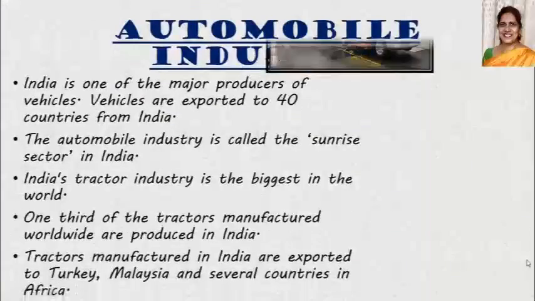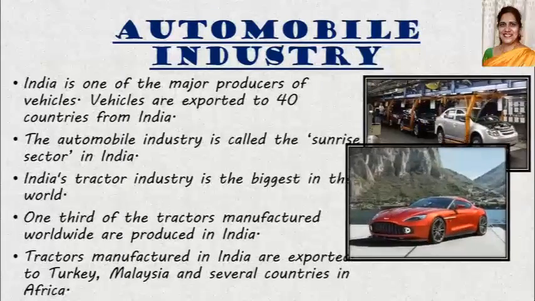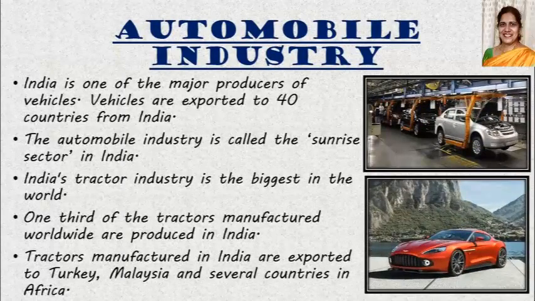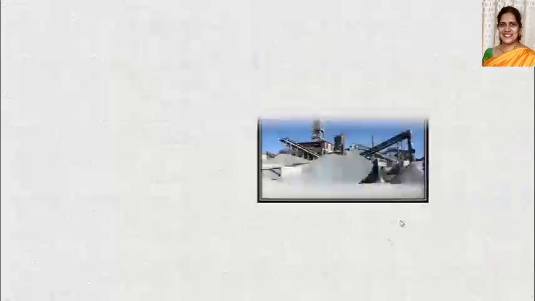We have the automobile industry consisting of the vehicles. We are major producers of vehicles, and our country exports nearly to 40 countries from our country, India. Automobile industry is also called the sunrise sector in India. The tractor industry is the largest and the biggest in the world for the growth that has extended to such a level from our country. 1/3 of the tractors manufactured worldwide are produced in our country, and these tractors are exported to other nations like Turkey, Malaysia, and several countries in Africa.